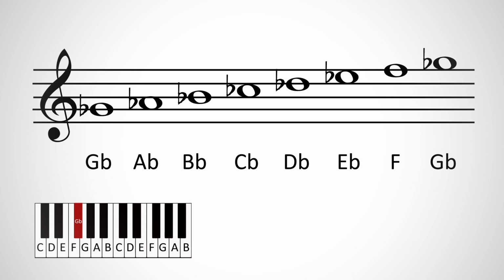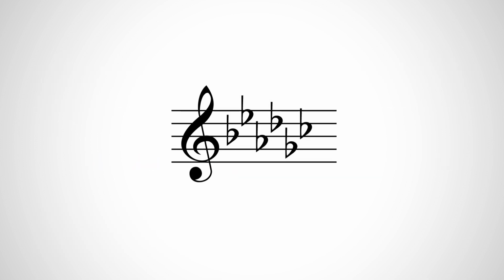Now, how many flats do we have? You should have 6. G flat, A flat, B flat, C flat. Even though it's a white key, it's still flatted. D flat and E flat. Thus, we'll end up with a key signature that looks like this, containing all 6 of these flats.